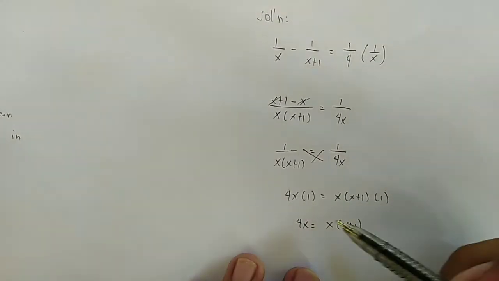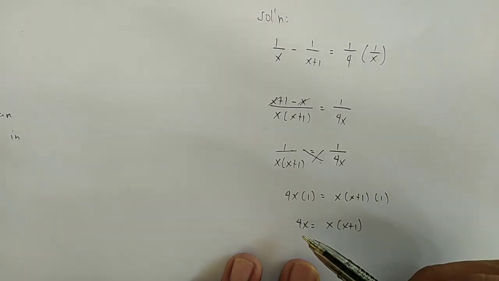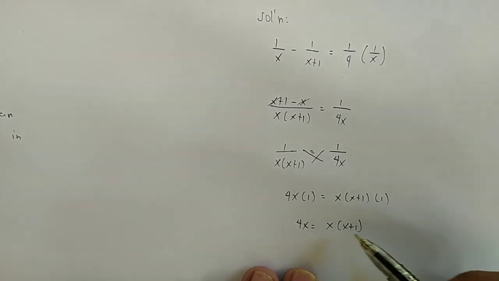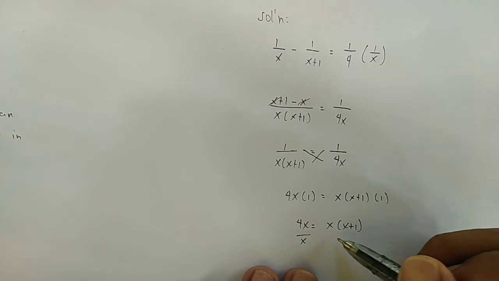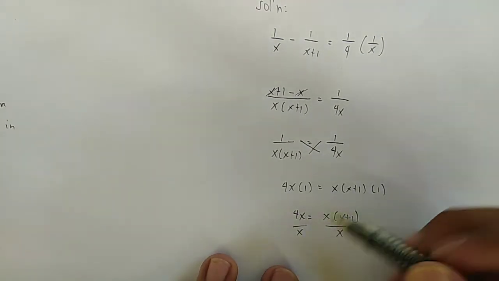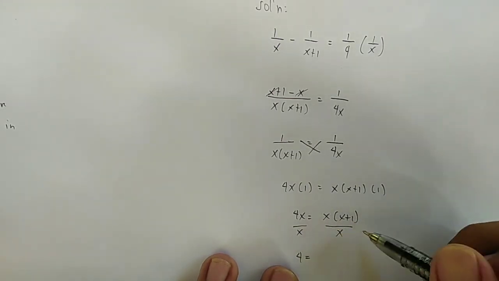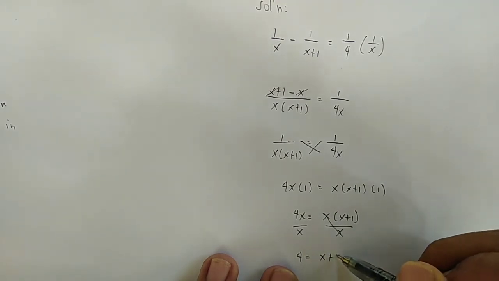Okay. So notice that the resulting expressions in the left side and right side have a common term, which is the variable x. So we have to divide both sides by x, since they have a common term which is x. So 4x divided by x, that is 4, is equal to x times the quantity of x plus 1 divided by x. So cancel out x. The remaining term will be x plus 1.